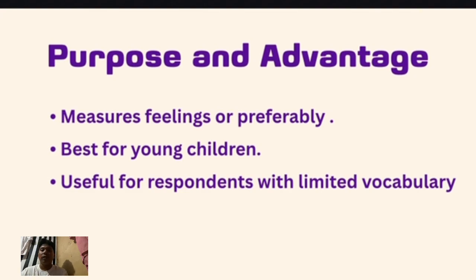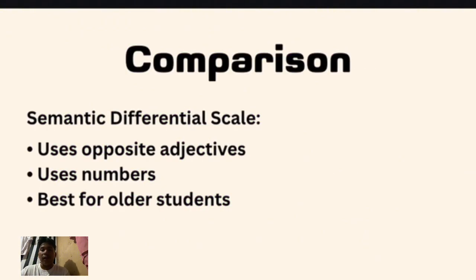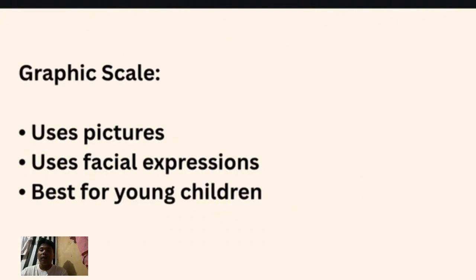Now that we have discussed both skills, let us compare them. At this point, let us look at the difference between the two skills. So the semantic differential skill uses opposite adjectives, uses numbers, and is best used for older students or adults. On the other hand, the graphic skill uses pictures or symbols, does not require many words, and is best used for young children. Both skills are useful, but they are used for different types of respondents.